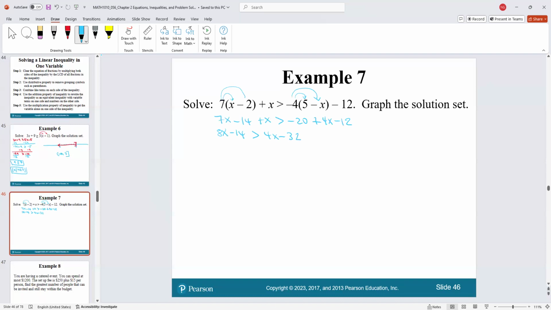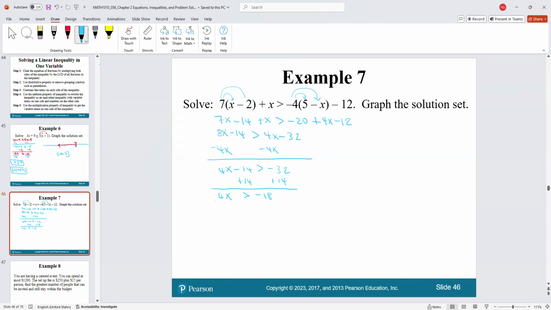The next step is to combine like terms on one side. We're going to combine the x's. How about we isolate the x? We can subtract 4x from both sides. We end up having 8 minus 4, which is 4x left. 4x minus 14 greater than negative 32. Now we can also add 14 to both sides to get rid of the 14 on the left, so we only have the 4x, the only x term. Negative 32 plus 14 gives you negative 18.